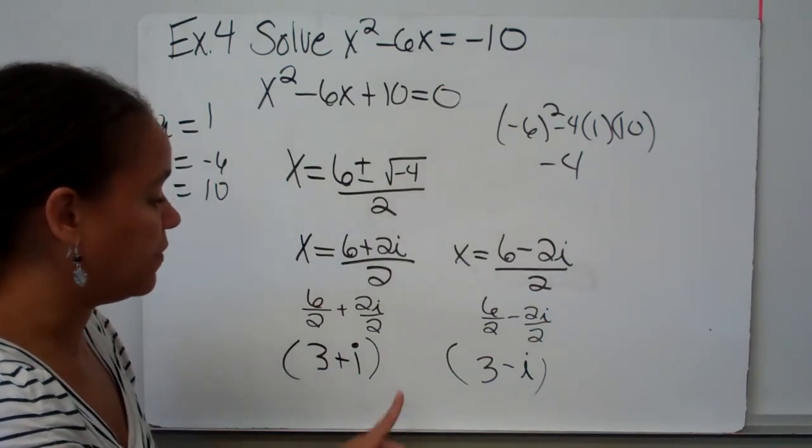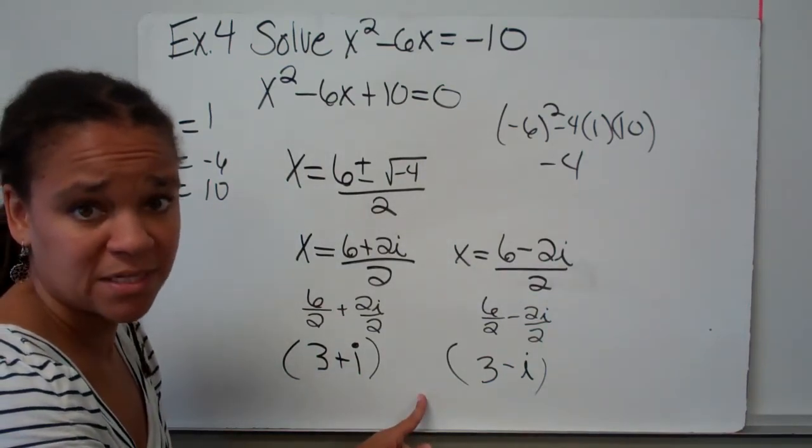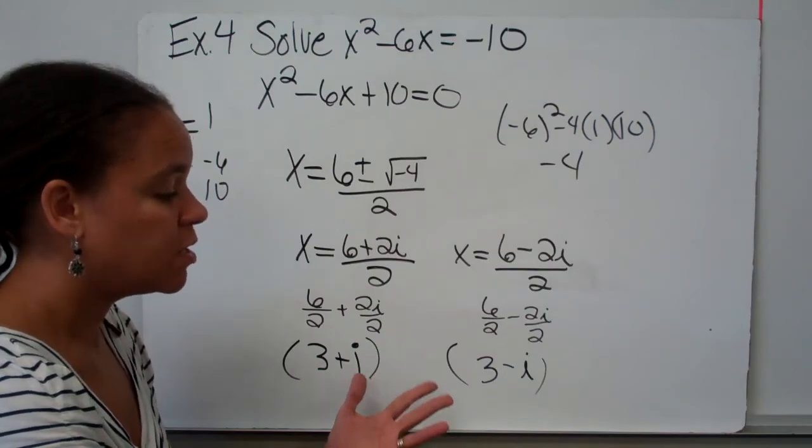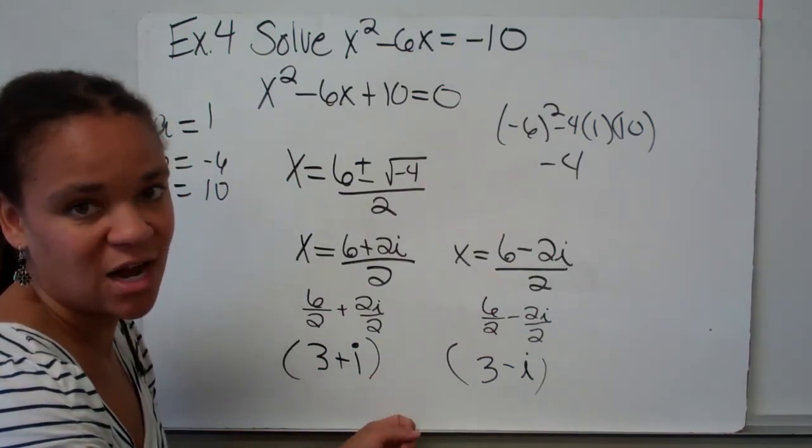And that's just how we would write them. These, however, are complex solutions, which means they're not real, so this parabola actually does not cross the x-axis.